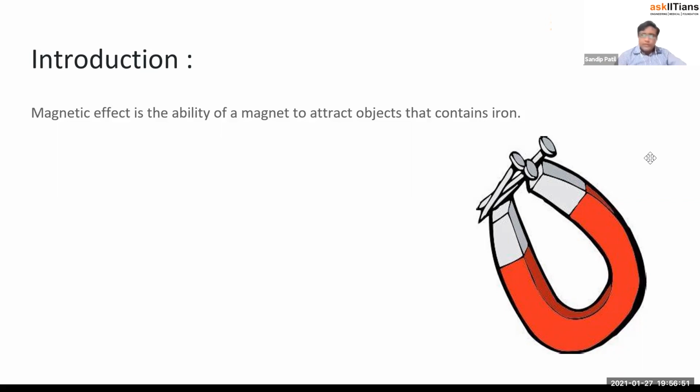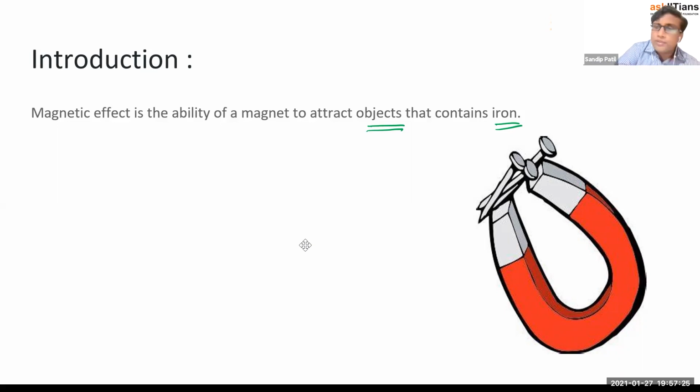Okay, so obviously, can a magnet attract every object? Can it attract the paper? Can it attract the cloth? No, it's not possible, right? So the definition says the magnetic effect is the ability to attract objects that contain some iron, right? So a magnet can attract iron, or the objects that have some iron, or properties like iron, we can say. So the magnet is going to attract those parts.